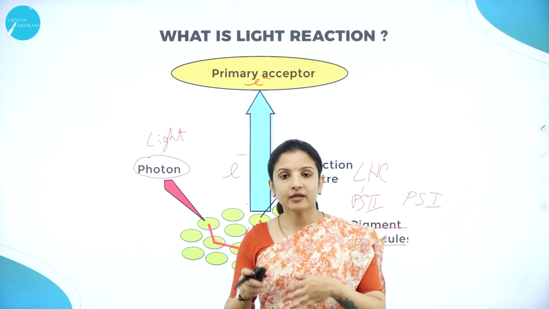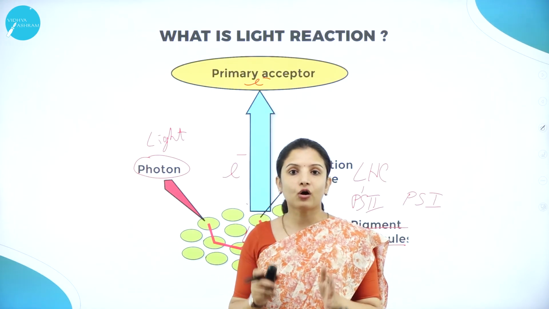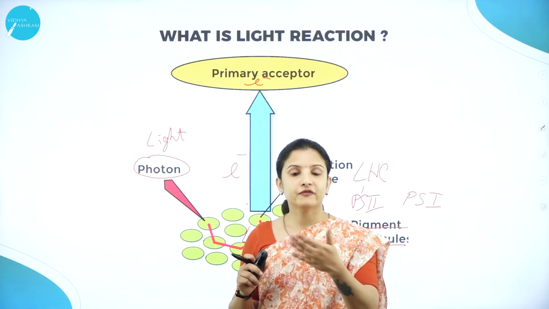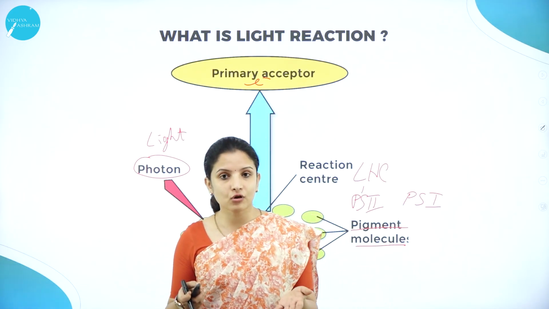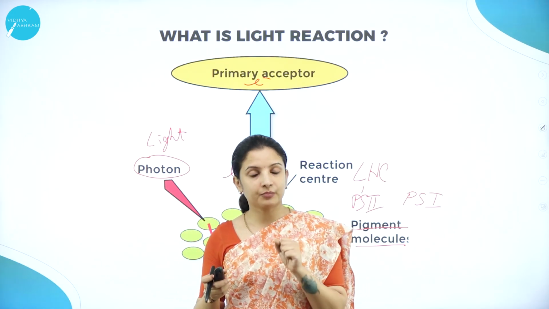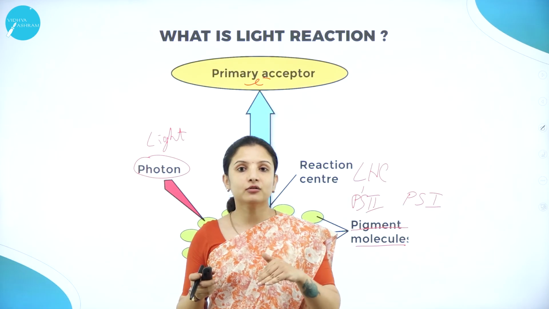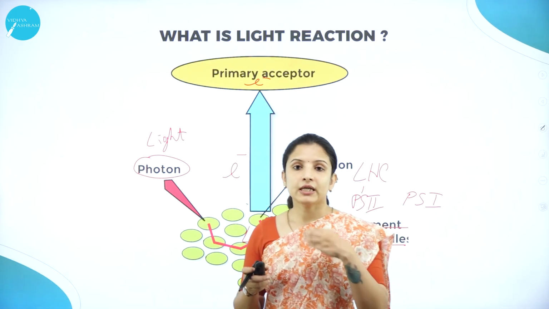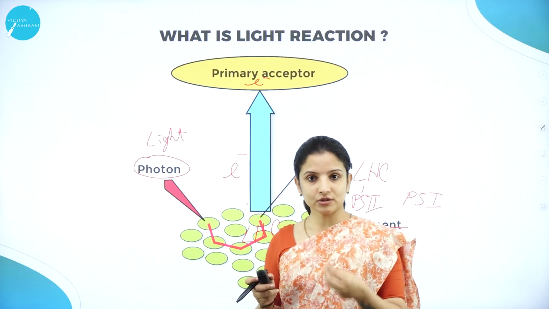And apart from that, the other pigments are called accessory pigments, and they protect the chlorophyll A pigment from getting photo-oxidized. And not just that, whatever energy these other pigments trap, they will also give to the chlorophyll A pigment, therefore increasing the efficiency of photosynthesis.